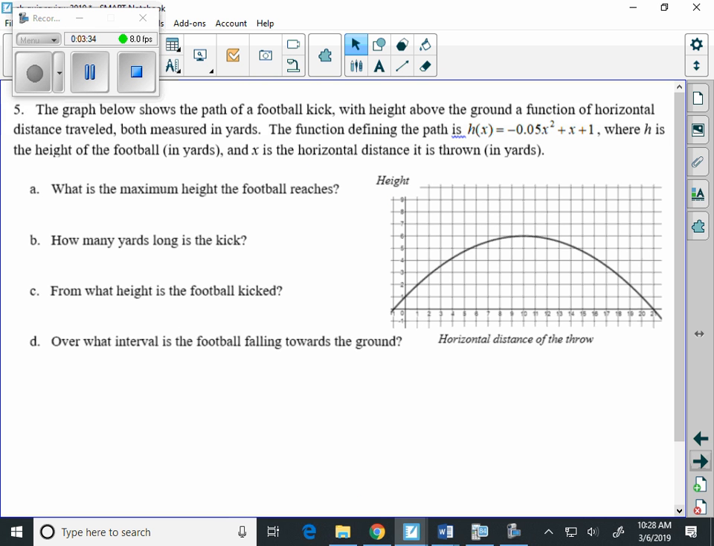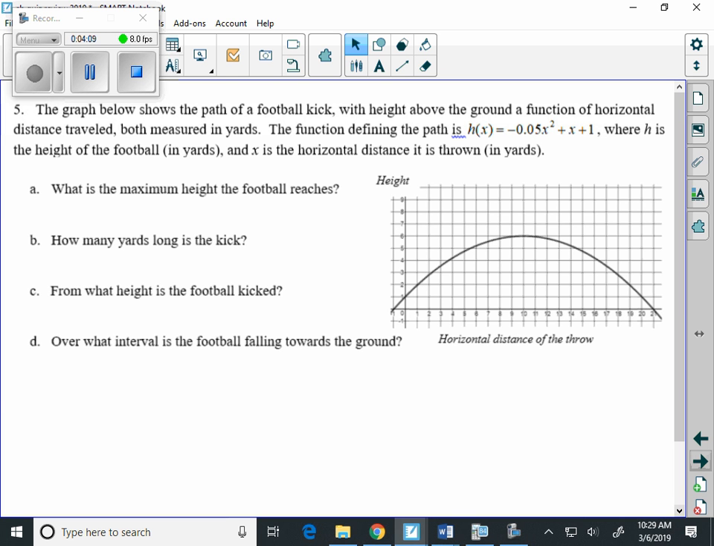the graph below shows the path of a football kick with the height above the ground as a function of the horizontal distance traveled, both in yards. And I recognize that I need to change the units on this one, so the height of a football is usually in feet, but I think they measure the distance in yards. The function defining the path is given by that equation where h is the height of the football in yards and x is the horizontal distance thrown in yards. And the nice thing on this particular problem is we really can see everything that we need. We don't need to type it back into the calculator.